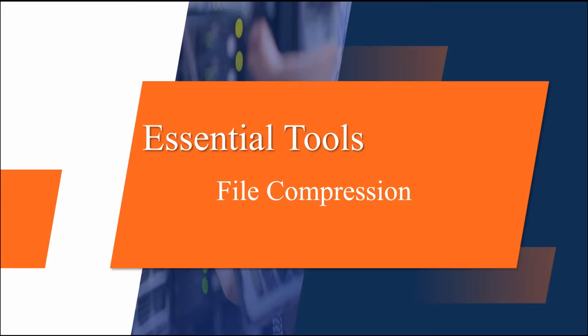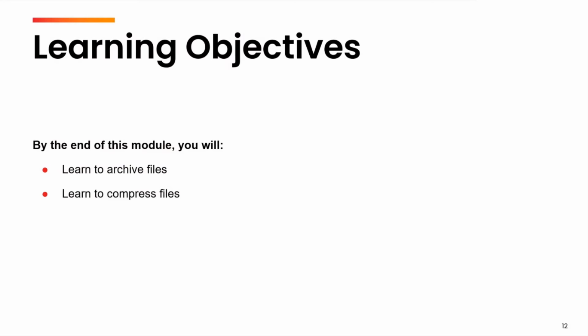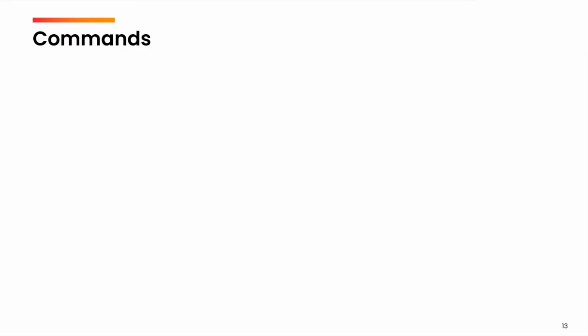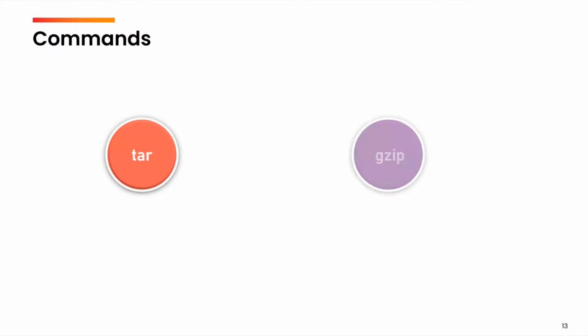In this video, we are going to talk about how to archive files and how to compress files. So, the first command that we are going to talk about is tar, which will help us to archive files, and the second command is gzip, which will help us to compress the files.